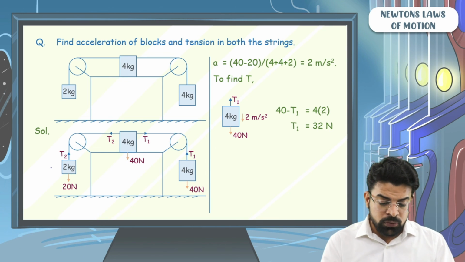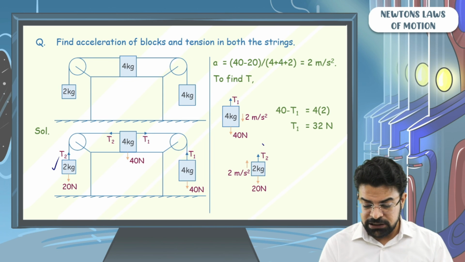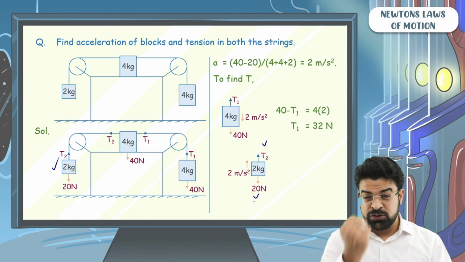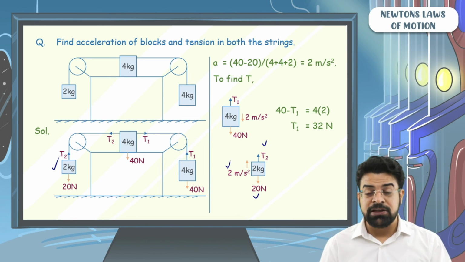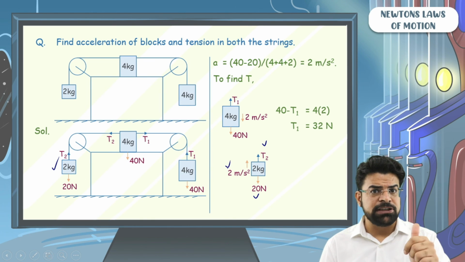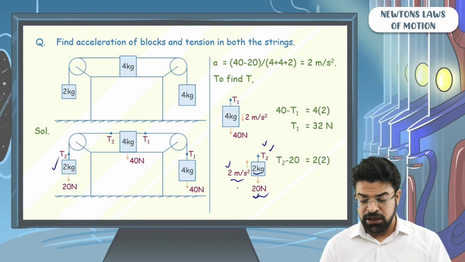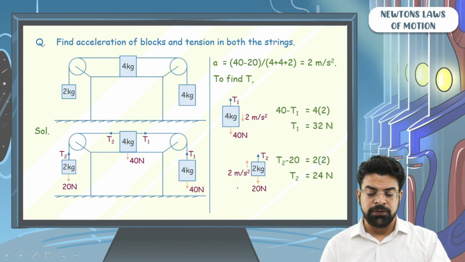To find T2, make the force equation on the 2 kg. So on the 2 kg, there is an upward force T2, there is a downward force of gravity 20, and it goes up with an acceleration of 2 meter per second square. The net force in direction of acceleration equals to mass into acceleration. So T2 minus 20 equals to 2 into 2. T2 minus 20 equals to 4, or T2 comes out to be equals to 24 Newton.